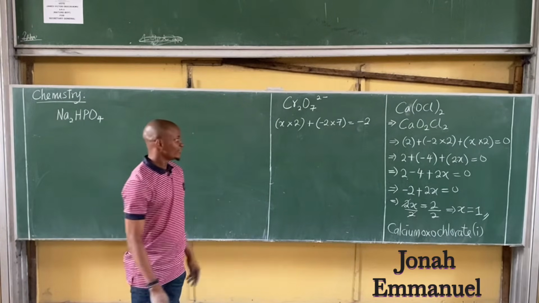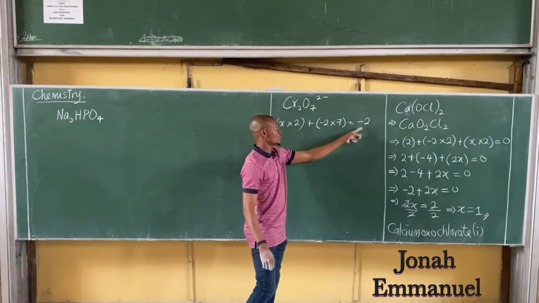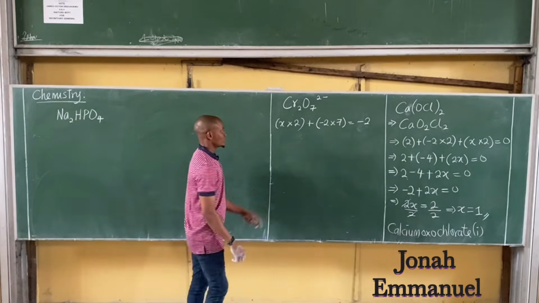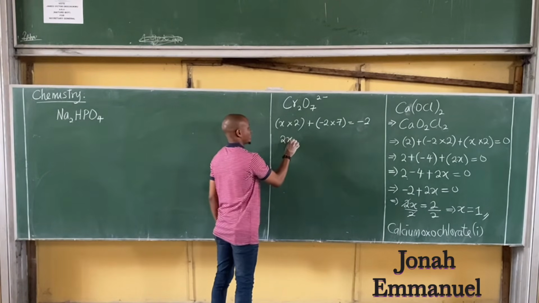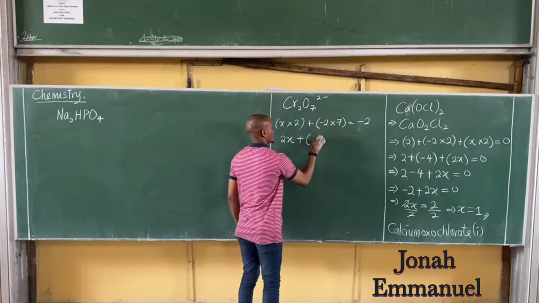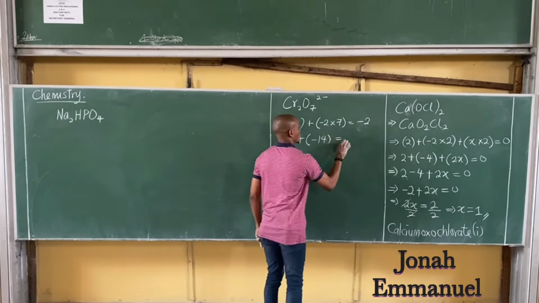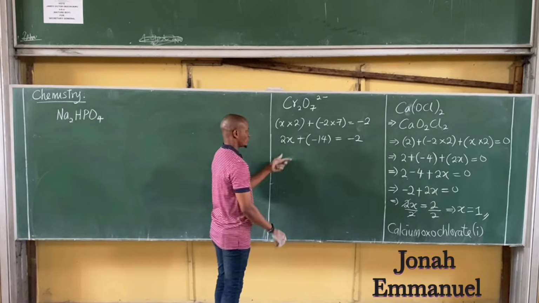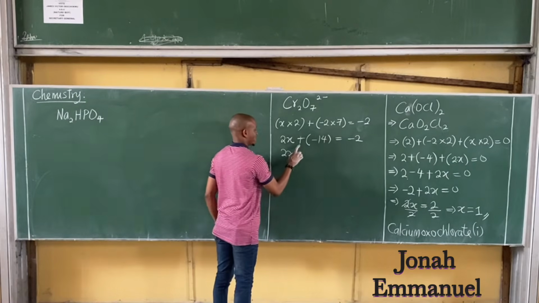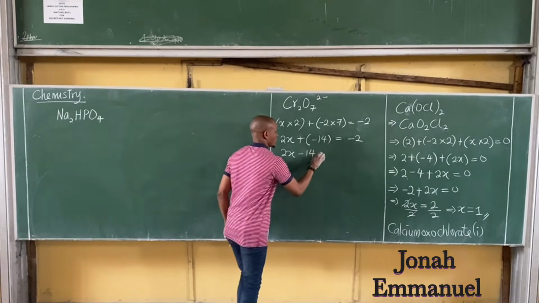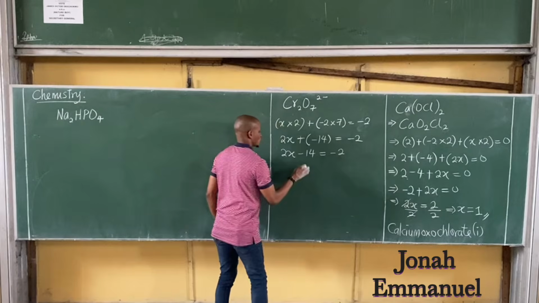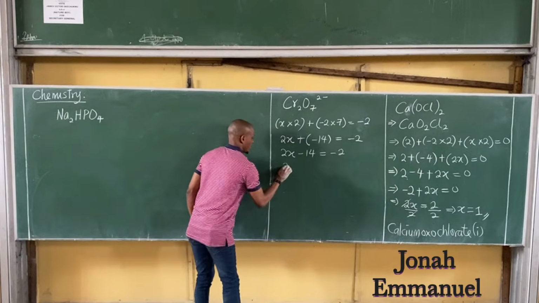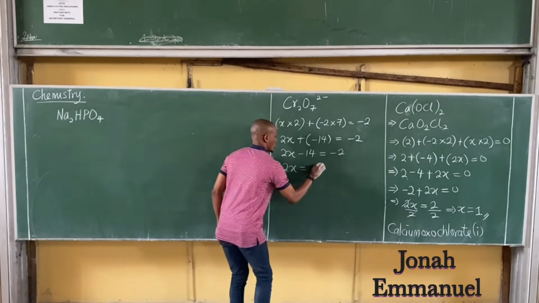So it becomes equal to minus 2. Alright, so what is that? 2x plus minus 14 equal to what there? Minus 2. Move this minus over here. I'm having 2x is equal to minus 2.